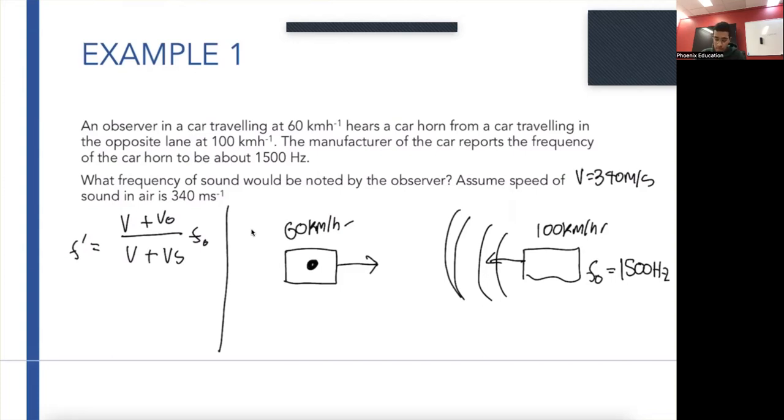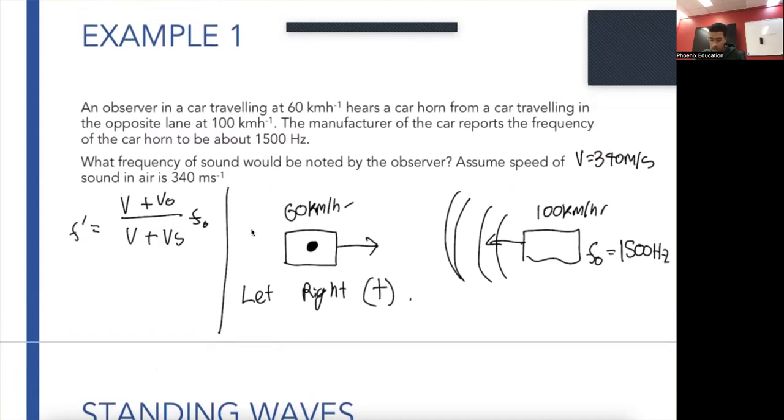So what we're going to do before we even start the question is assign a direction. This is really important because it will vary our signs over here. So these signs will change, these two pluses can change to either a minus or a plus depending on the direction we assign. So since we're measuring our sound from this observer here, we're going to let right be positive. Okay. Let right be positive. All right. So if right is positive, then any motion towards the left will be negative.